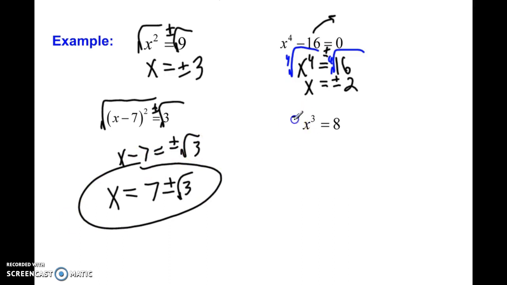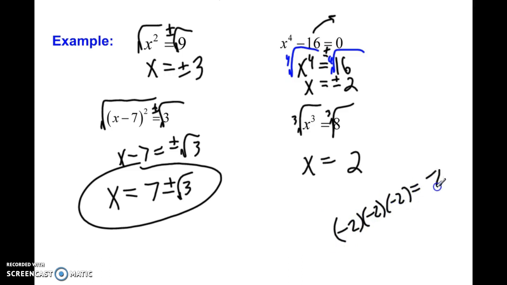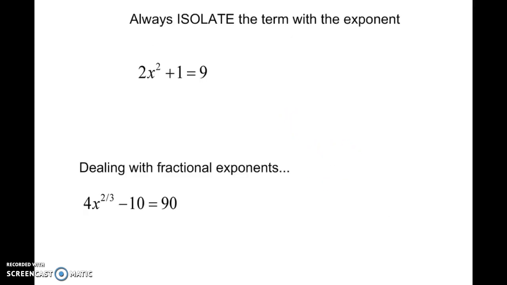Now when I take the cube root of both sides, I get x equals plain old 2. What's the cube root of 8? 2. Could the cube root of 8 also be negative 2? Negative 2 times negative 2 times negative 2 is actually negative 8, which is not the same thing as positive 8, so that one doesn't work. So negative 2 doesn't work in this case. When it's an odd root, we don't have to worry about the plus or minus every time we take the odd root of both sides.